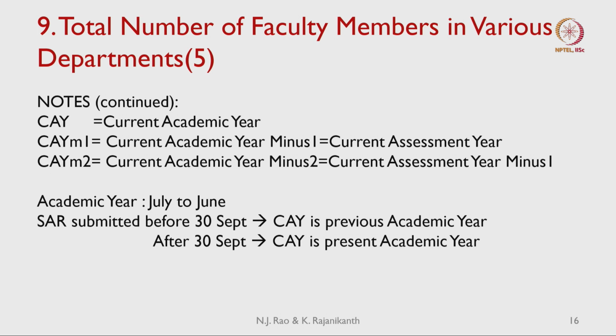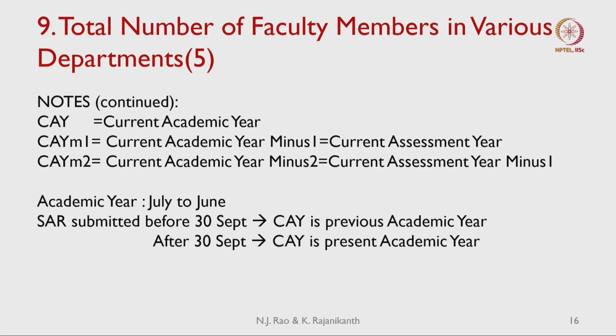current academic year is the previous academic year. That is, in 2025, before 30th September, let us say on 20th September the SAR is submitted, then CAY is the previous academic year, that is not 2025 July, but 2024 July to 2025 June, the previous academic year, that would be counted as the CAY. If the SAR is submitted after 30th September, then CAY is the present academic year, currently running academic year.